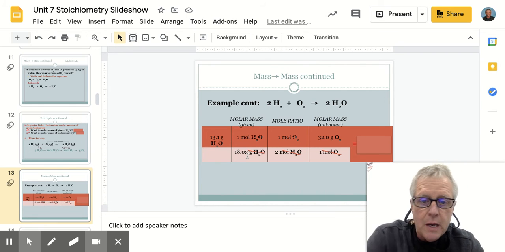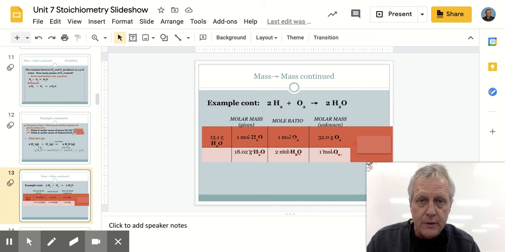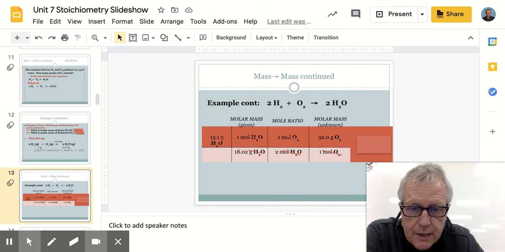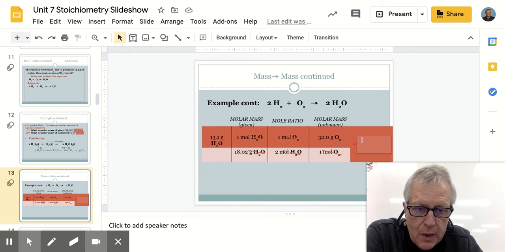Now, I'm going to be showing you guys some examples, so look for my videos where I work some of these out on the board. Now, the next step here is to literally set up a mole ratio between the oxygen and the water. So what we're after and what we want to end up with is grams of oxygen. And so we set it up this way.